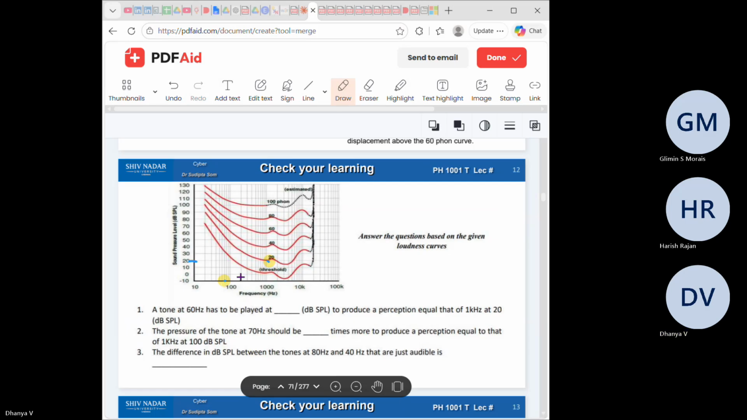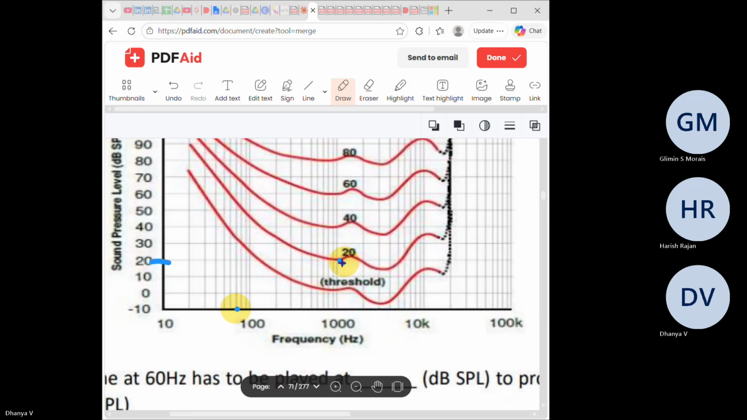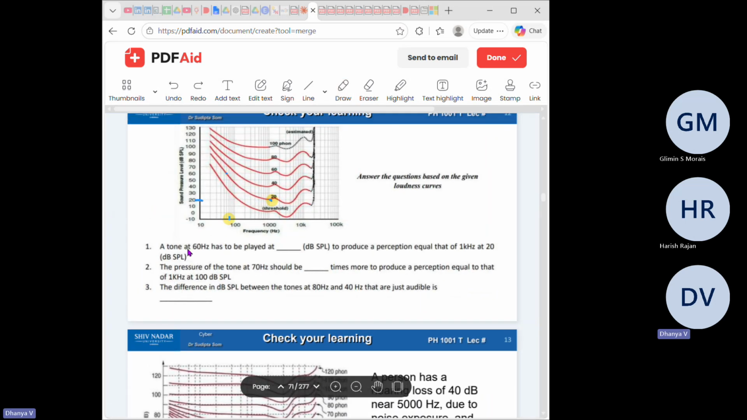So they're asking how much decibel it should be so that the perception is the same. I told you that this curve is all of equal loudness, so you just see where it meets. This line meets at here. So at 60 dB, this perception is the same. Okay, so that's all with the first one.